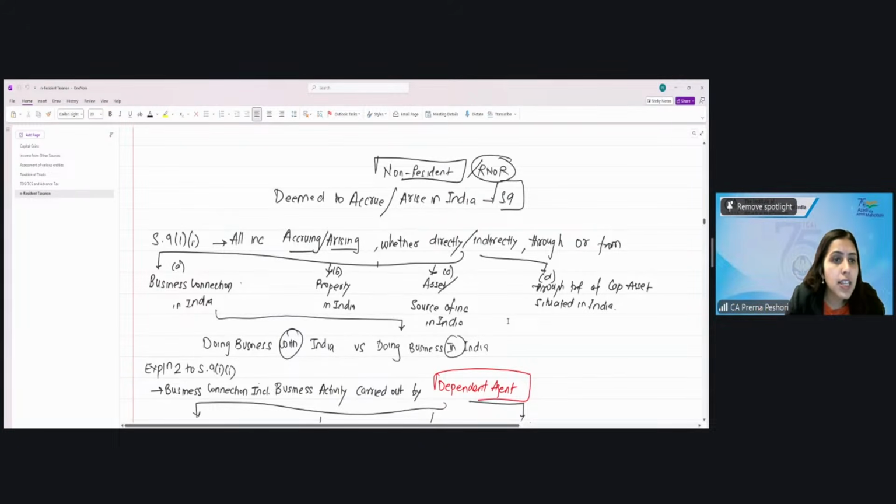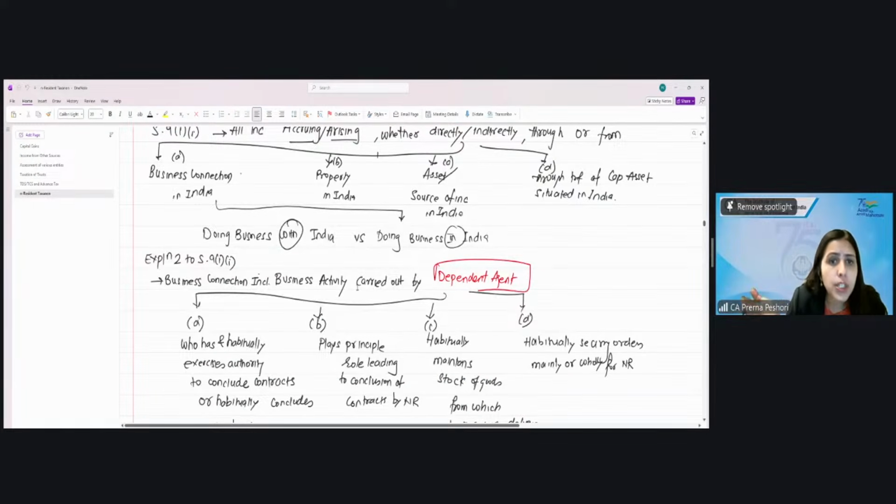So section 9(1)(i) says income accruing or arising, whether directly or indirectly, through or from any business connection in India. Right? What do we mean by business connection in India? Business connection includes business activity carried out by a dependent agent who is acting on behalf of the non-resident. Who is a dependent agent? One who has and habitually exercises the authority to conclude contracts on behalf of the non-resident.